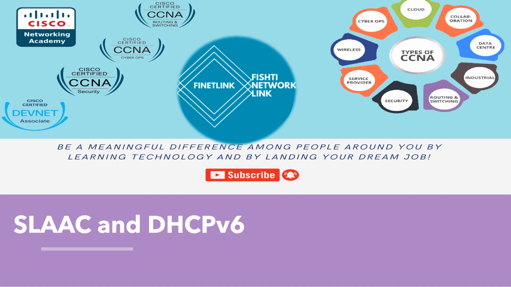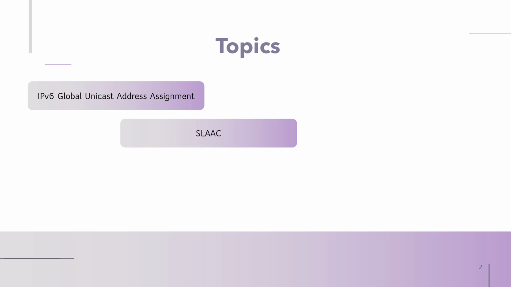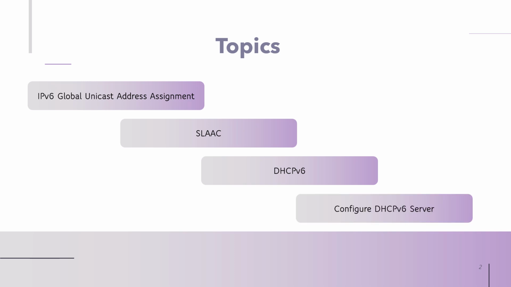And what we will learn in this video will be explaining how an IPv6 host can query its IPv6 configuration. We will explain the operation of stateless address auto configuration. Even for DHCP version 6, we will explain these operations too. And then we will configure a stateless and a stateful DHCP version 6 server.